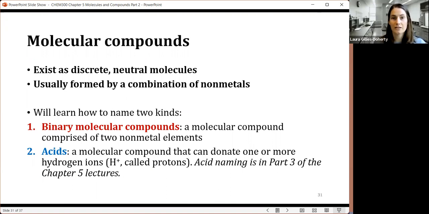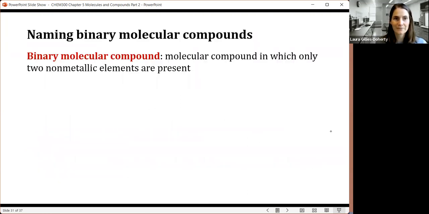combination of nonmetals. So we're going to learn how to name two types of molecular compounds. We're going to learn how to name binary molecular compounds. That's the focus of this section. This is a molecular compound composed of two nonmetal elements. And then later, we're going to learn how to name acids. An acid is a molecular compound that can donate one or more hydrogen atoms, H+ ions, which we call a proton. And acid naming will be the beginning of part 3 of the chapter 5 lectures.